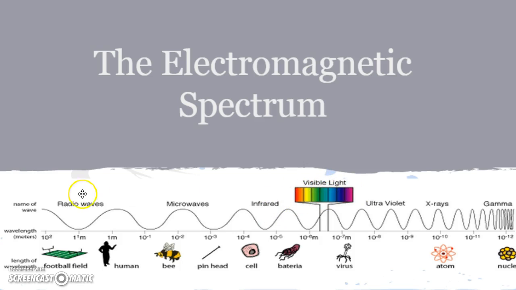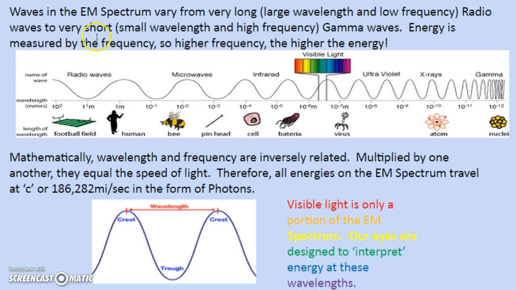Notice that the red end is on the radio end side, and the blue-violet end is on the higher frequency end. So I move from visible light into UV or ultraviolet, into X-rays, and into gamma. Notice gamma are the highest frequencies, so we say they have the greatest amount of energy. So waves in the electromagnetic spectrum vary from large wavelength, low frequency radio waves to very short, small wavelength, high frequency gamma rays.